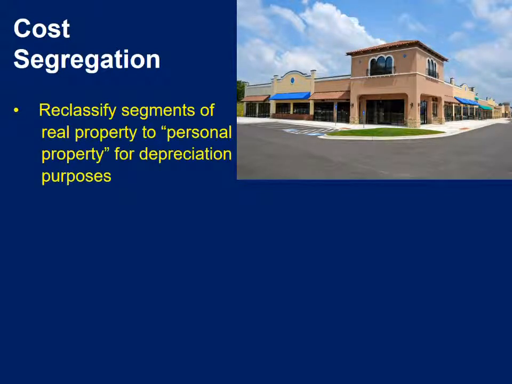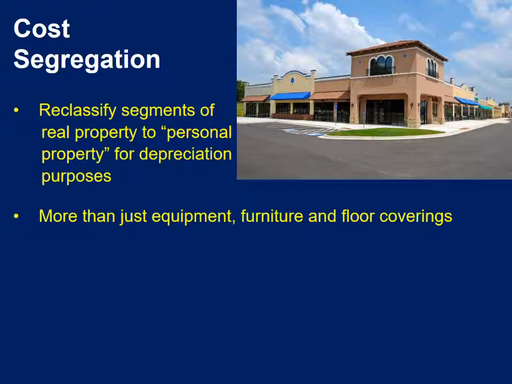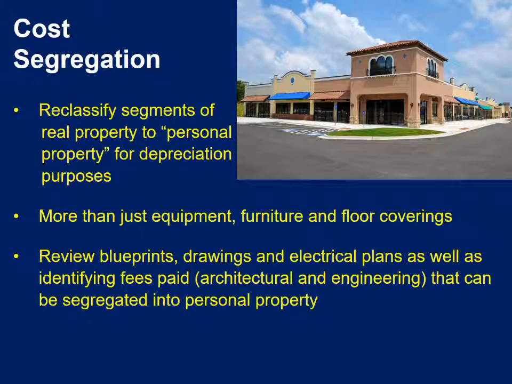Cost segregation is the reclassification of segments of real property, your building, into personal property for depreciation purposes. Now, this is more than just adding up your equipment, furniture, and floor coverings. You actually need to get into your blueprints, drawings, and electrical plans, as well as identifying any fees you paid in the construction of your building. All of these things can be segregated into the personal property category.